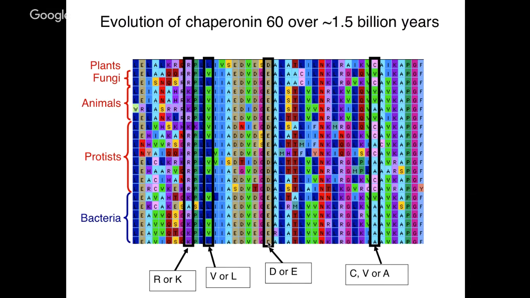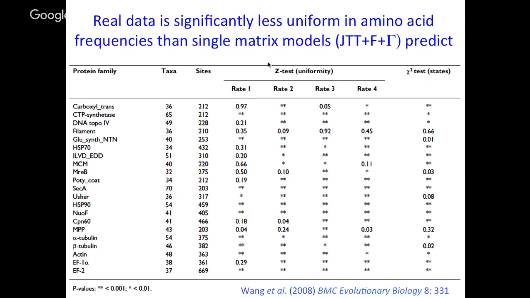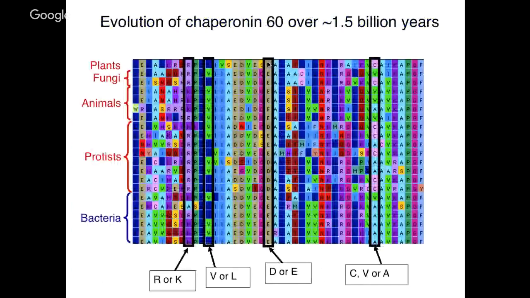Okay, and we're talking about 1.5 billion years worth of evolutionary divergence captured here. So if I were to bet, I would bet that no matter what organism you look at, you're not going to find an arginine, for example, at this position where you only find D and E. There are really strong constraints in this position to be an acidic residue. So that's a chaperonin 60 protein.